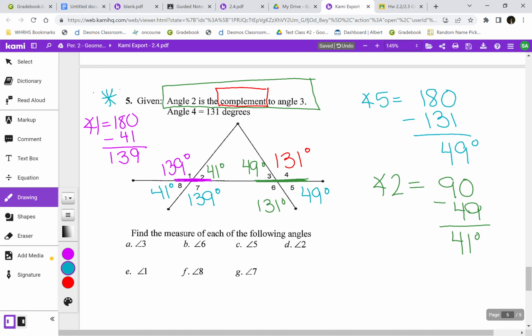These are easy points to get on a quiz, right? You don't want to mess this up. I'm telling you there's going to be a question like this on the quiz. We need to know that complement does not mean congruent, because that's usually the mistake I see.